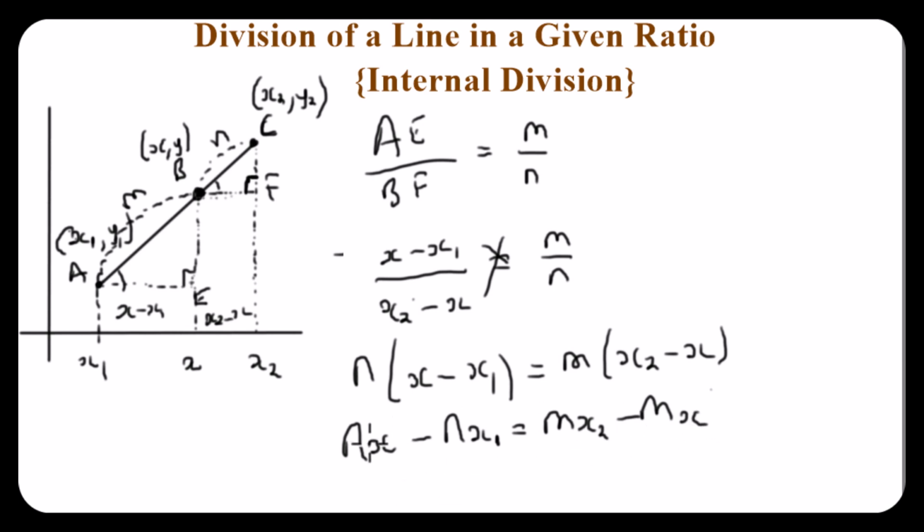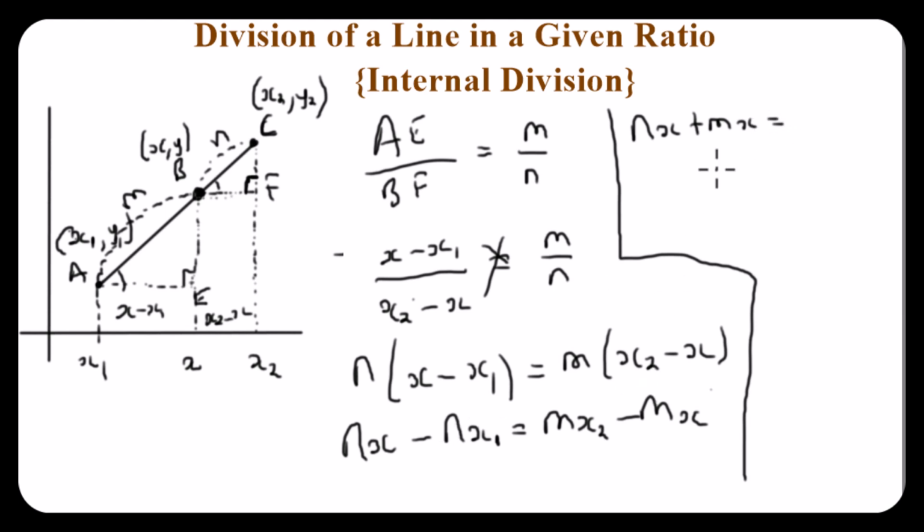We'll have, let me try and make a line here, okay? So we'll have nx plus mx, okay? And this will be equal to, so again, take nx1 to the other side. This becomes mx2 plus nx1.